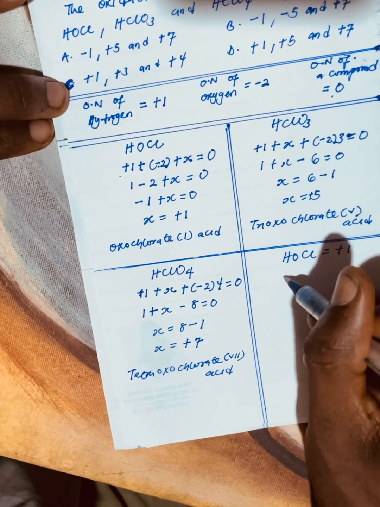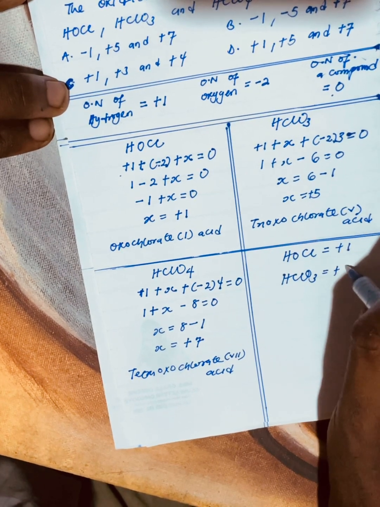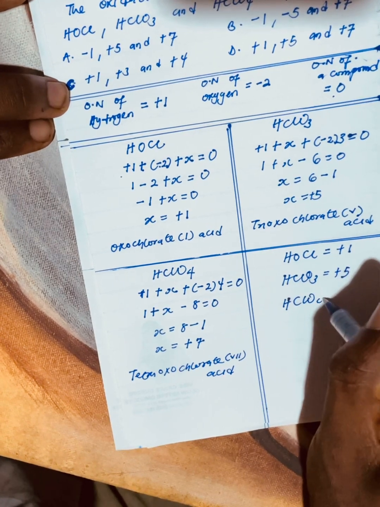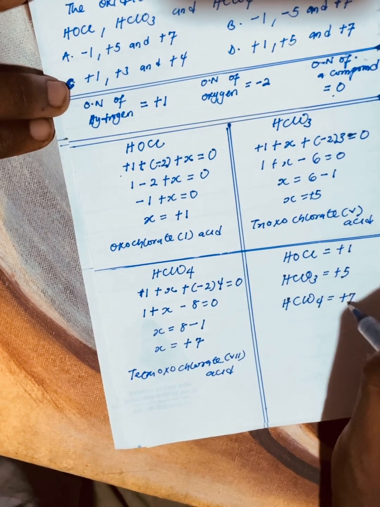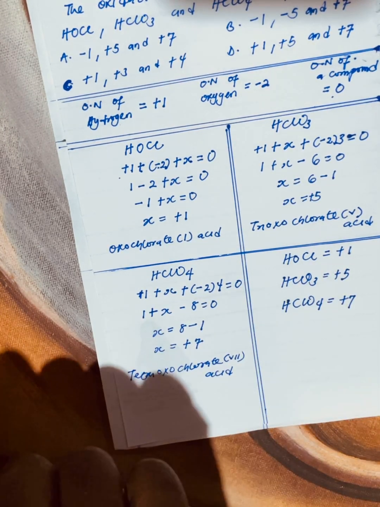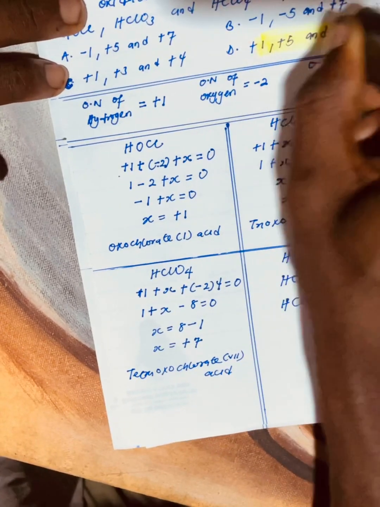It means the oxidation number of chlorine in HOCl is +1. The oxidation number of chlorine in HClO3 is +5. And the oxidation number of chlorine in HClO4 is +7. And that makes option D correct. So it means our right option is option D.